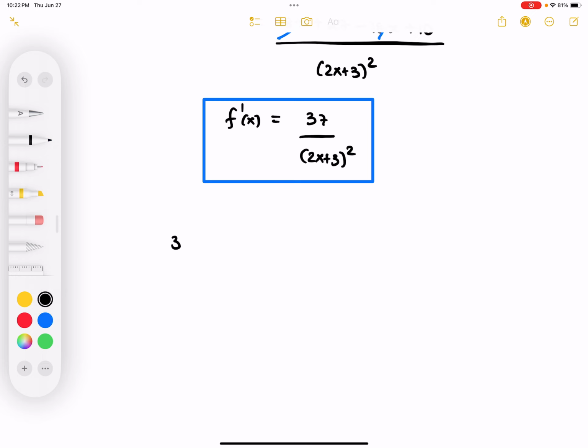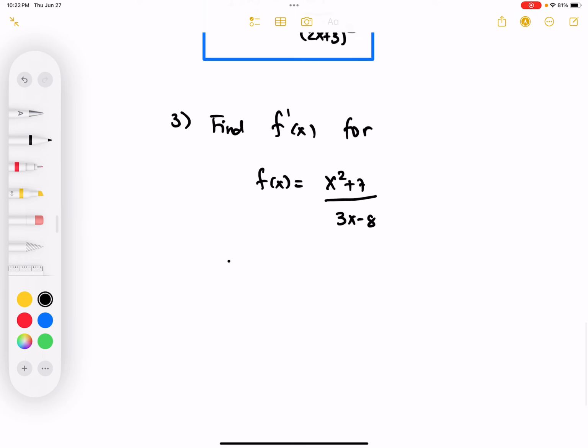Let's say this is the third one, I think. Find f derivative at x for f of x is equal to x squared plus 7 divided by 3x minus 8. Now, this one also you have to identify the top and the bottom. The top one is x squared plus 7 and the derivative of this one is 2x.